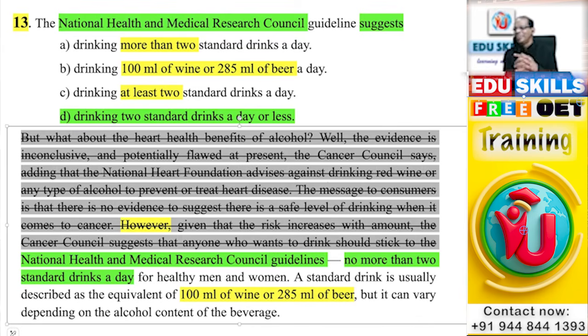Never give more than 2. So what is my advice? Option A says give more than 2. Option B says give only 1. Option C says at least 2 must be given. Option D says give only 2, not more than that. B is 1, okay. That is explained here. 1 standard drink is 100 ml of wine or 285 ml of beer.